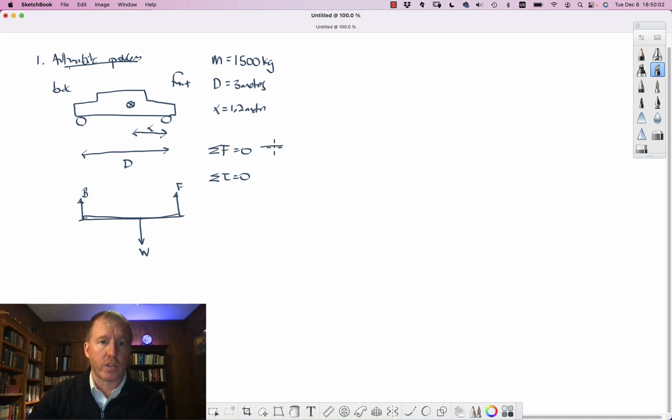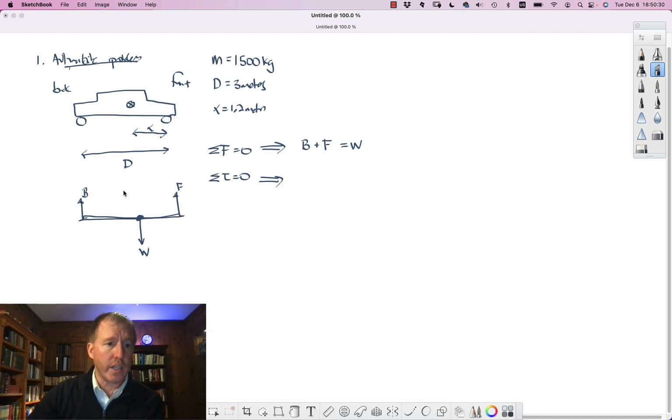Okay, so let's first of all do this one. In other words, the upward forces, B and F, have to be equal to the downward force, W. That implies that the sum of the forces is equal to 0. Similarly, the sum of the torques equals 0. We have to decide where we want to compute the torques about. So let's compute the torques about the center of mass.